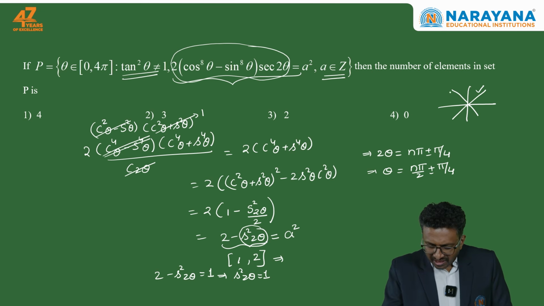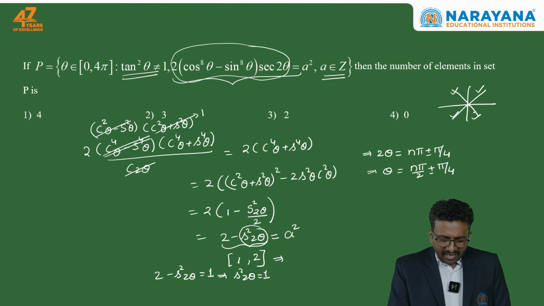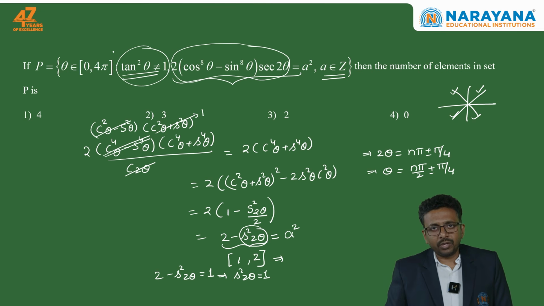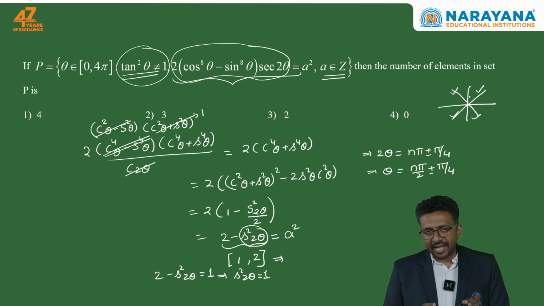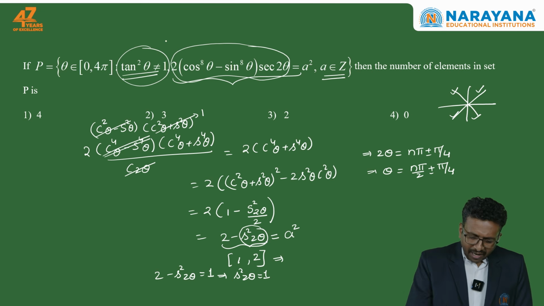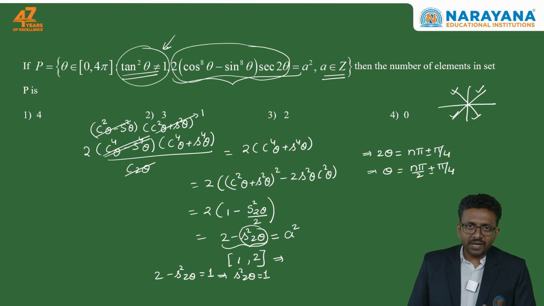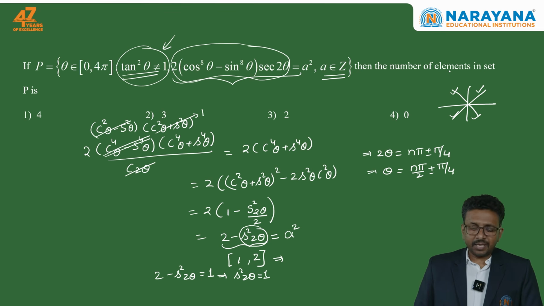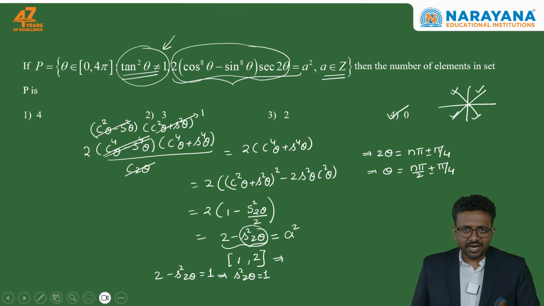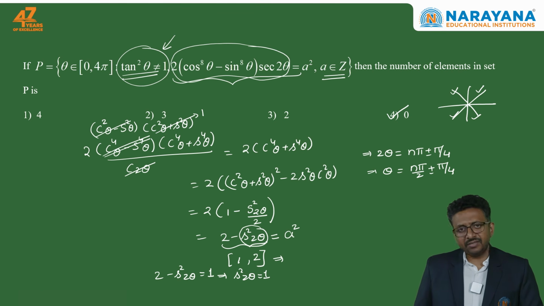But for all these 4 positions, you can see that tan square theta will be equal to 1. Pi by 4, 3 pi by 4, 5 pi by 4, 7 pi by 4. For all the 4 values, tan square theta is equal to 1. But according to our question, tan square theta should not be equal to 1. So the number of elements in the set P becomes 0. There are no elements which satisfy both the conditions. So the answer is 0. So I hope you have understood this question.